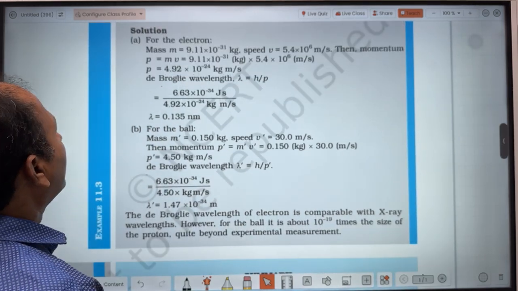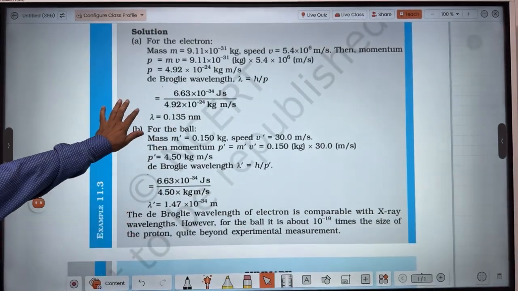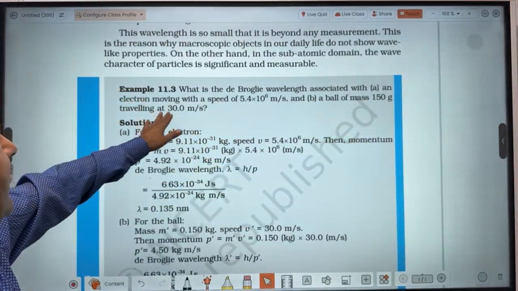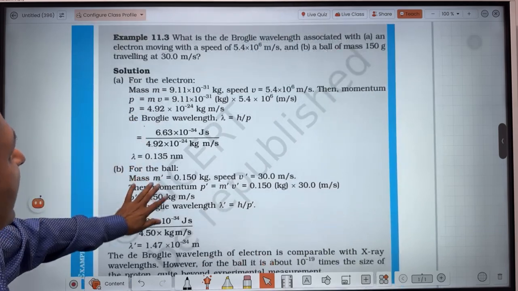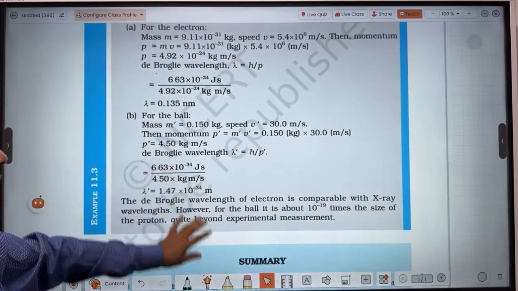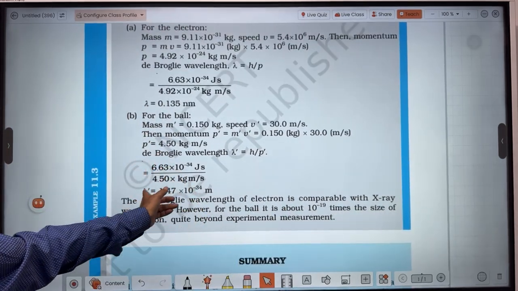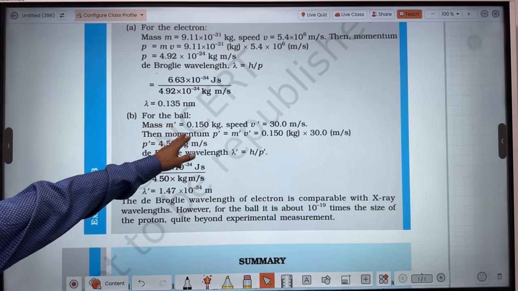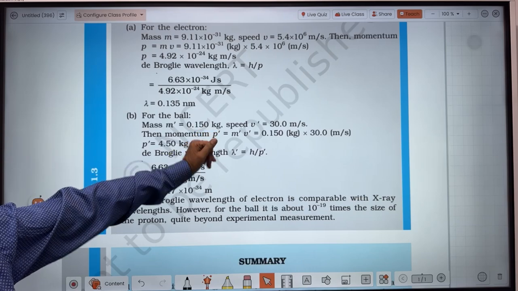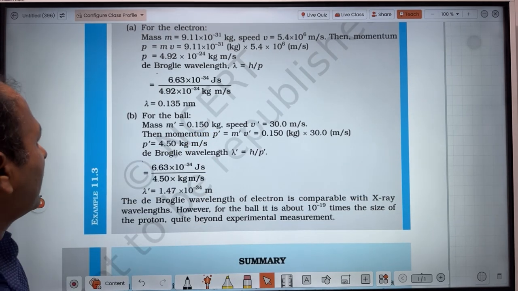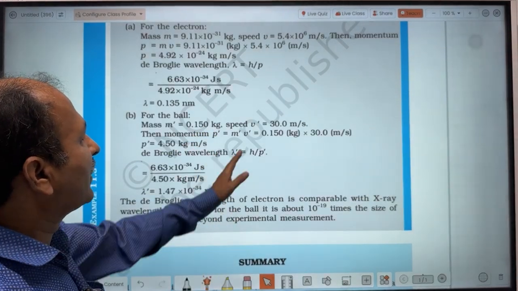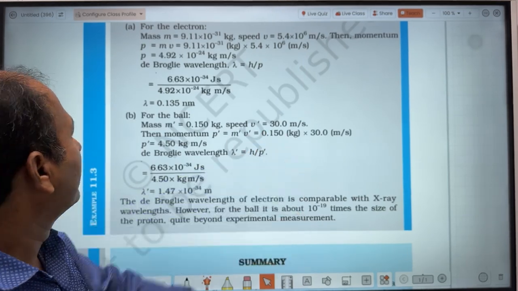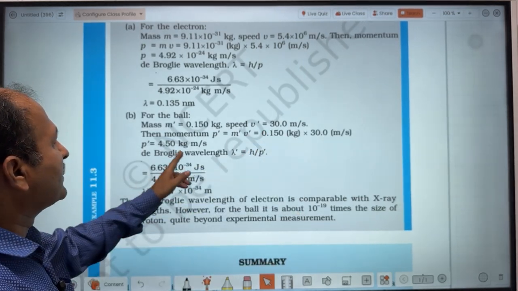Now, for the ball, the second part: a ball of mass 150 gram traveling at a speed of 30 meter per second. Again, the same thing we have to do. First of all, we are going to find the momentum, then we will find the de Broglie wavelength related to it. So mass m dash equals 0.150 kg, speed is given as 30 meter per second, and momentum p dash is m dash v dash, that is mass 0.15 into velocity 30. So p dash equals 4.5 kg meter per second.